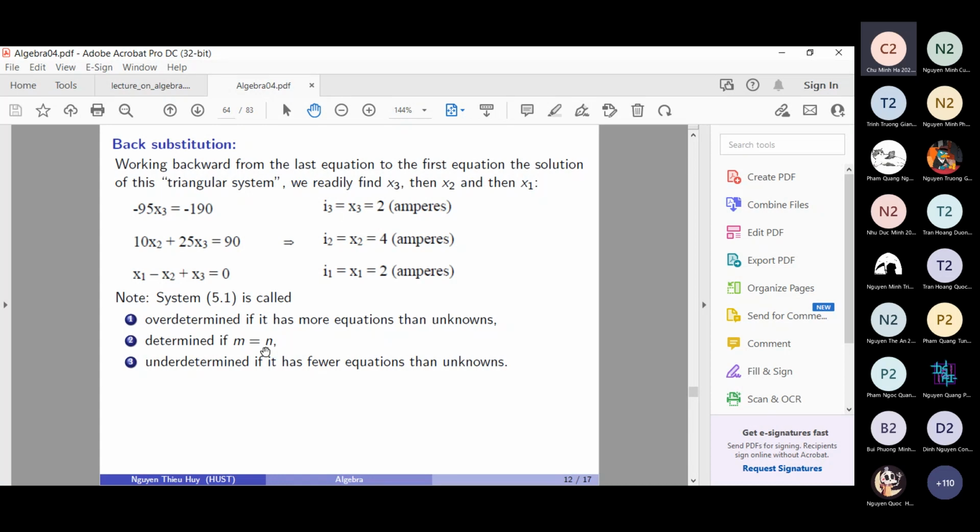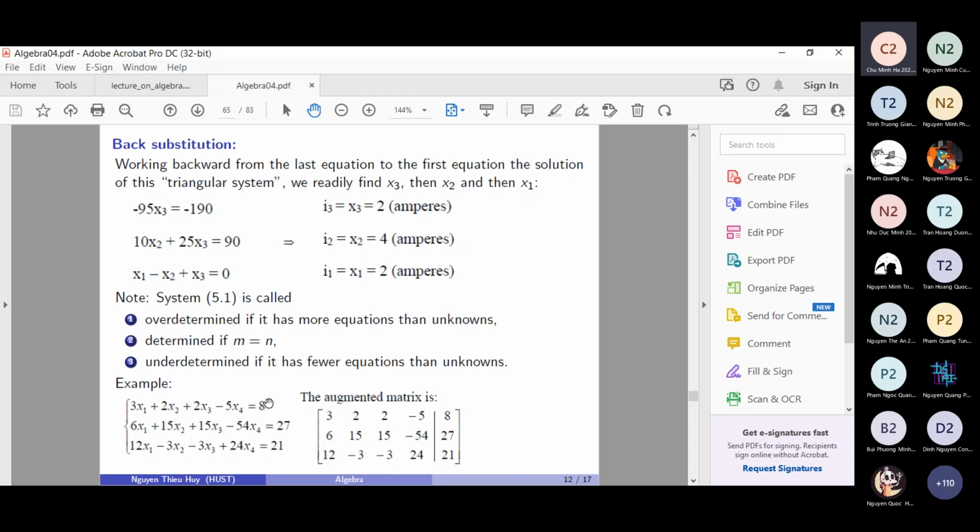Good. Now I give you an example. We already have an example for overdetermined, and most of our systems will be determined, when the number of unknowns is the same as the number of equations. But now I want to give you a sample of underdetermined. So let's consider this example. It is a system of linear equations. It has 1, 2, 3 equations. But how many unknowns are there? 1, 2, 3, 4 unknowns.